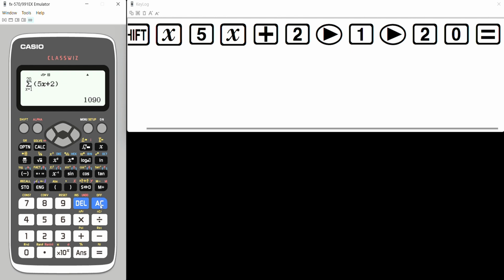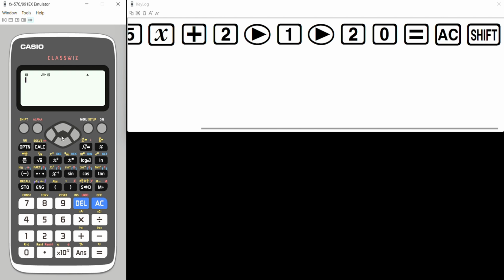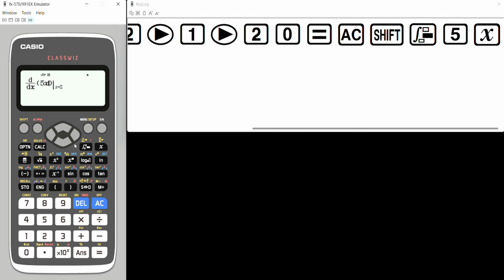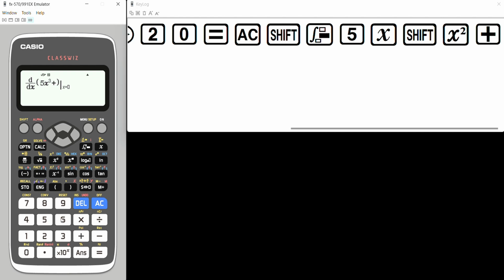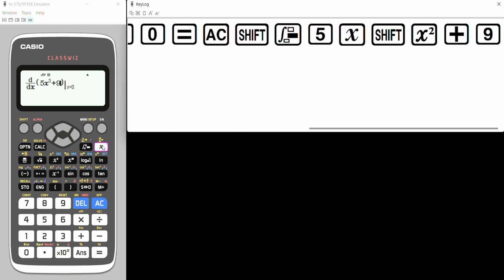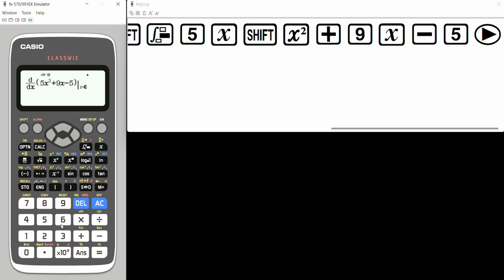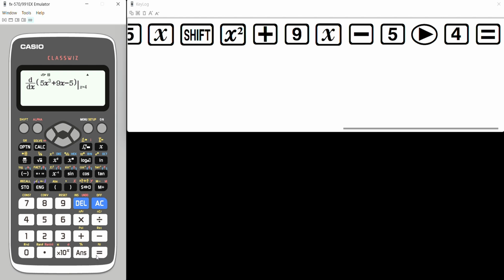So the same thing can be done for differentiation. So you press shift and the integration button, so you get this. Type in the equation, 5x cubed, for example, plus 9x minus 5, and then just make x equals 4. It depends on whatever question you're on, and it gives you the direct answer.